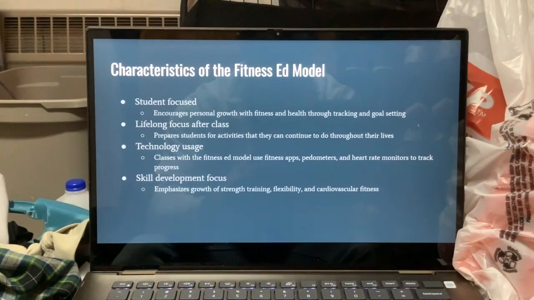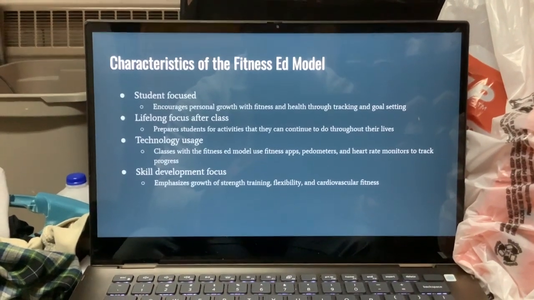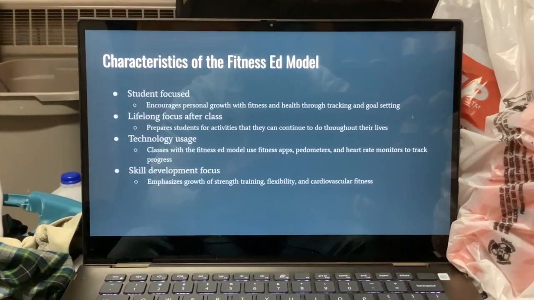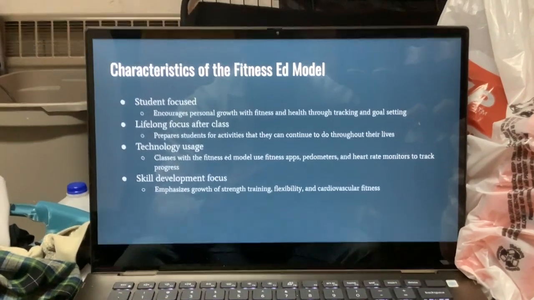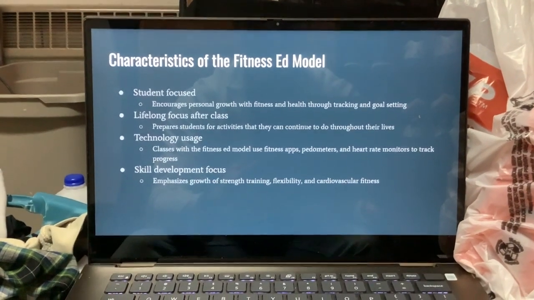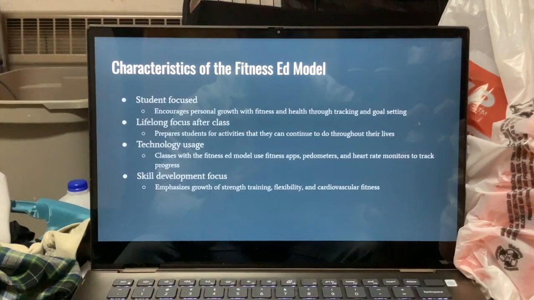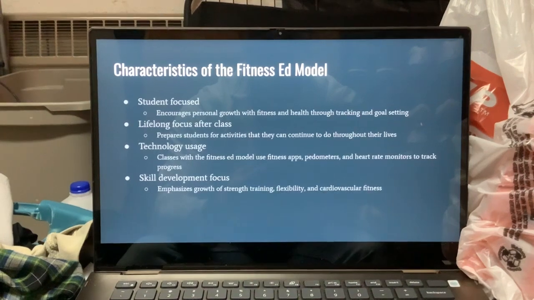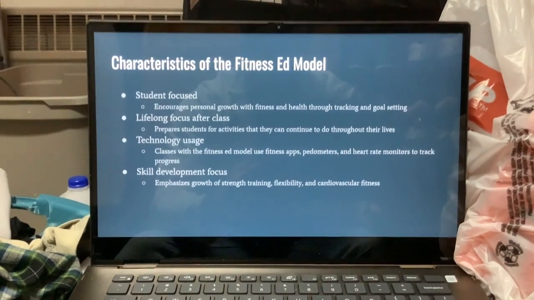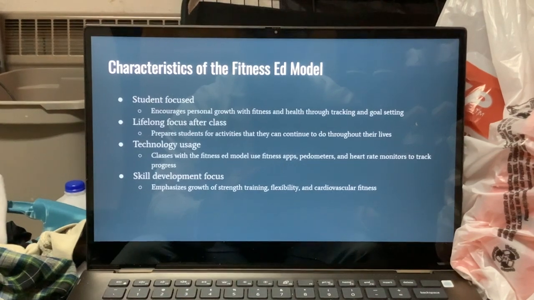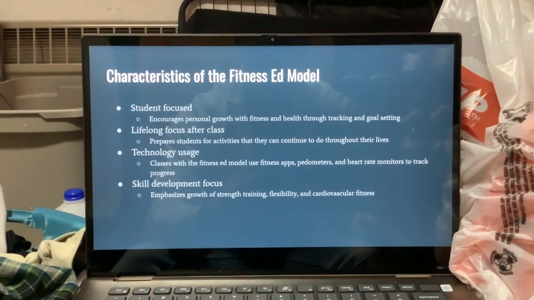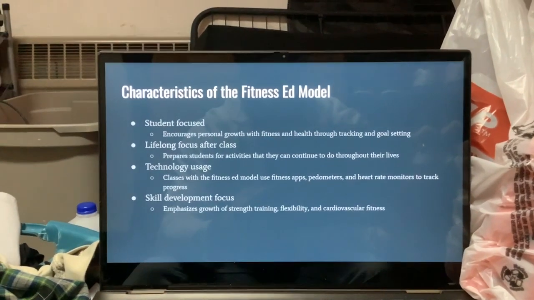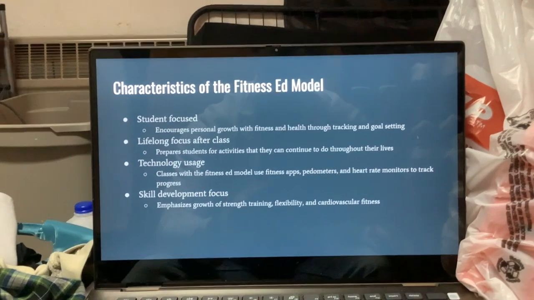Second main characteristic of it is a lifelong focus on after class. It prepares students for activities that they can continue to do throughout their lives. A lot of students don't know a lot of activities to do after school is done to stay in shape. They don't know how to stay in shape. They don't know how to achieve their goal, and this class will pretty much equip them with good activities that they can carry on, how to do those activities, and the benefits of those activities as well.